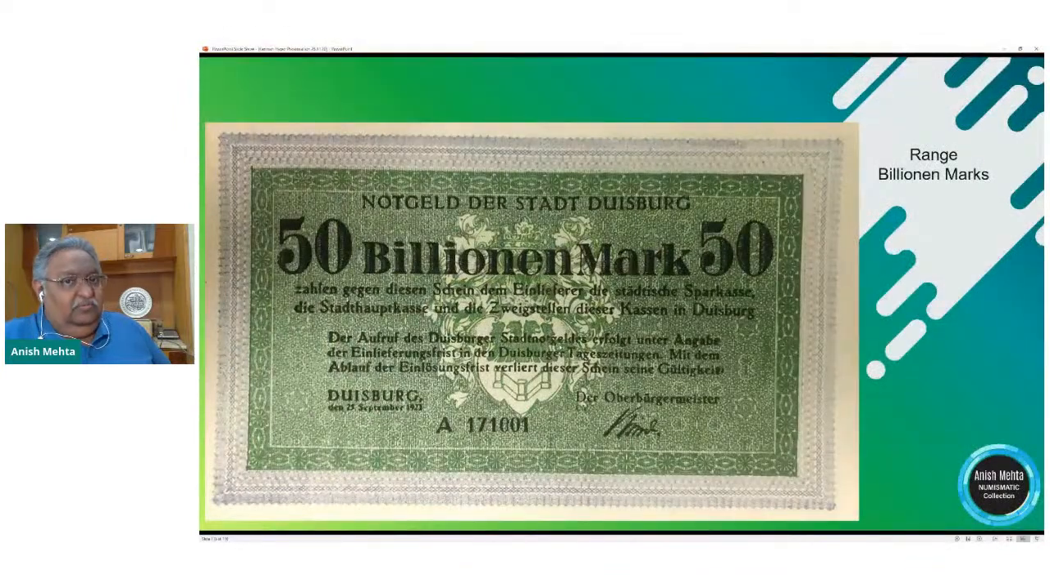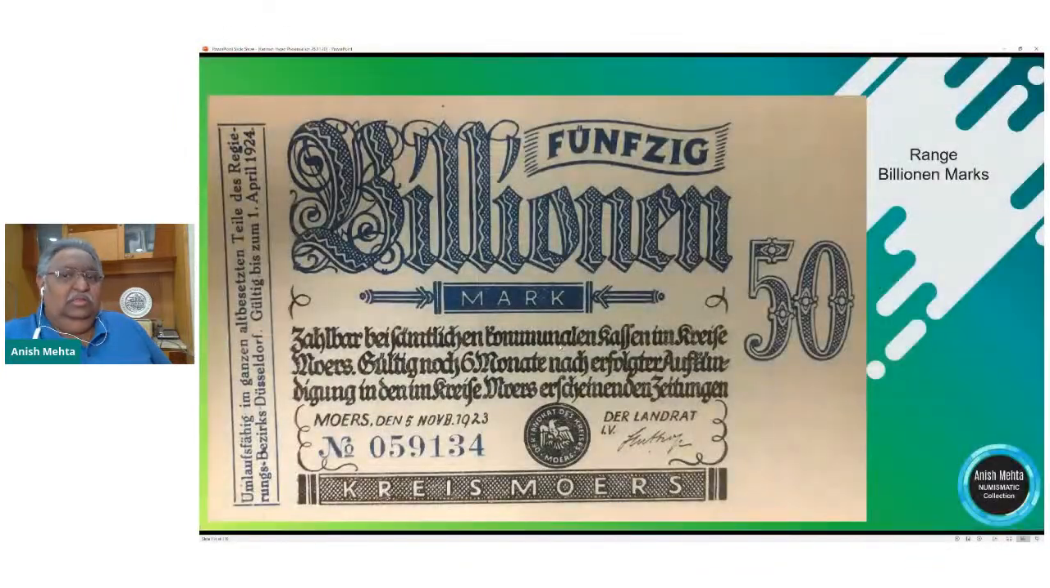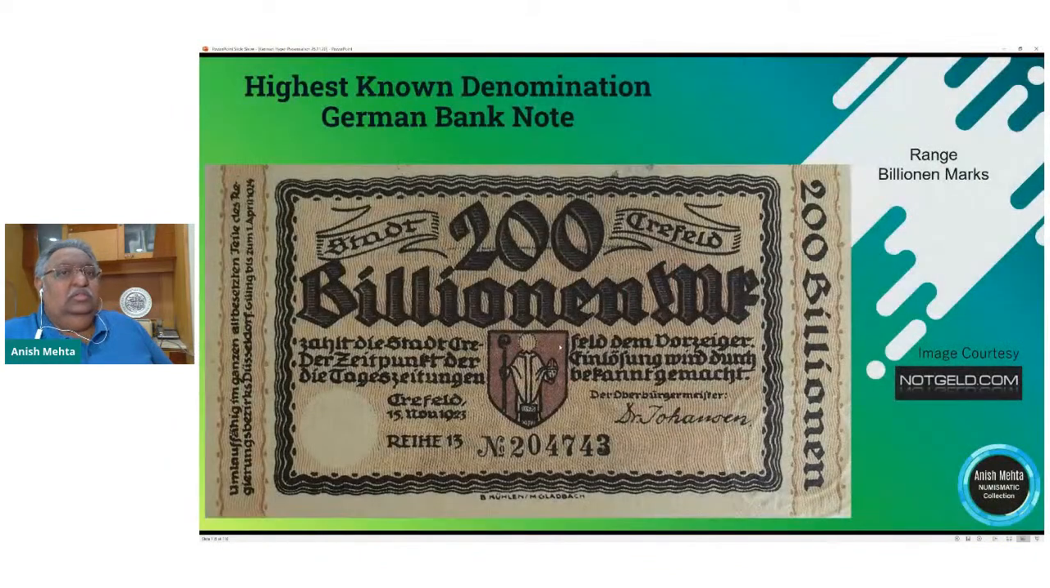This is 50 billion. Another 50 billion. This is 200 billion, which is not part of my collection. Again, I got this image from notegale.com. This happens to be the highest denomination German banknote issued as per my knowledge.